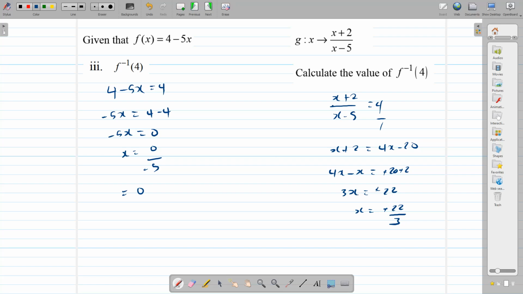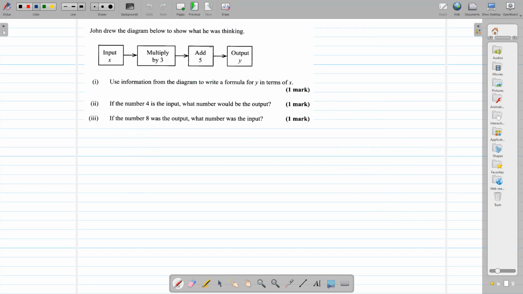All right, let's look at another example, and this is our last one. So here we have a function machine. It says input x, multiply by 3, then add 5, and you get your result. So using the information, write a formula for y. Whatever you get at the end is equal to y. Put x in, multiply it by 3, and then you add 5. So this is the answer for that.